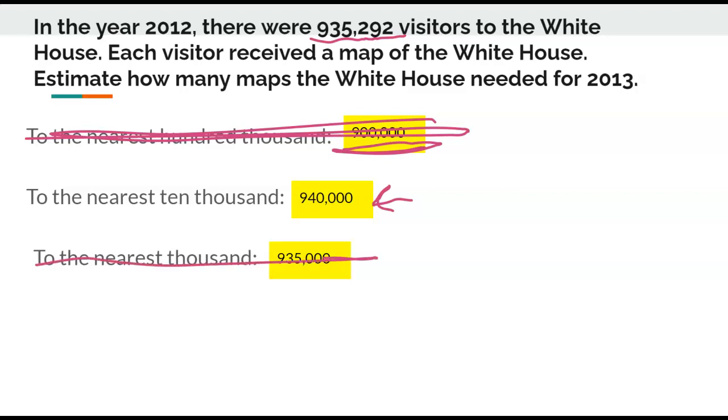So our best estimate would be for the White House to round this number to 940,000, because that is the only one that is going to ensure that every single visitor gets a map. So they should print 940,000 maps to make sure that if they get the same number of visitors next year, every single visitor will be able to get a map.